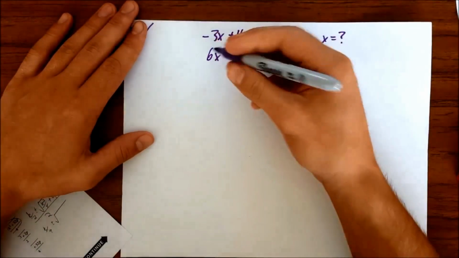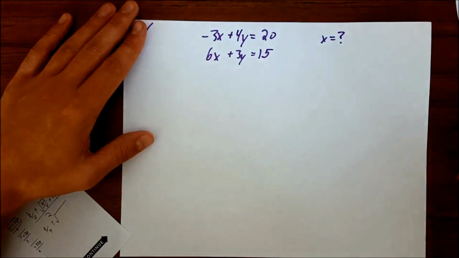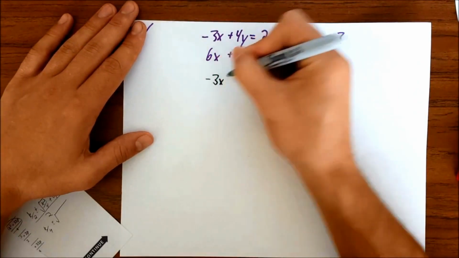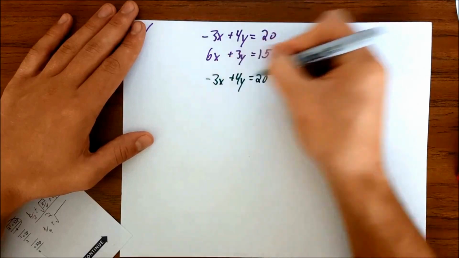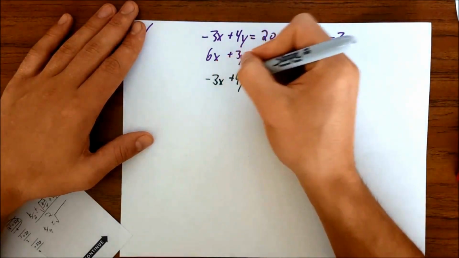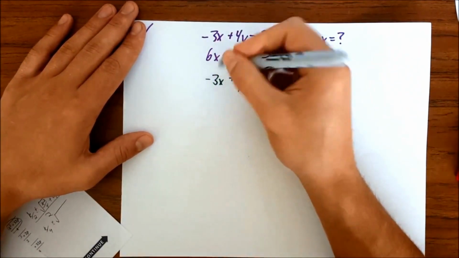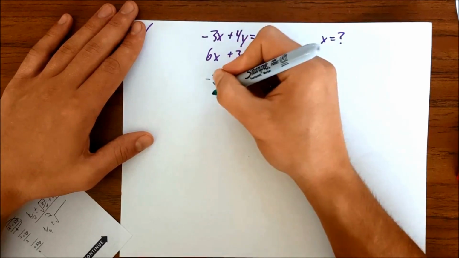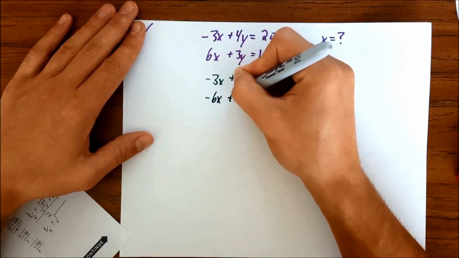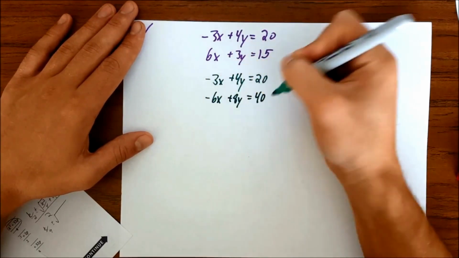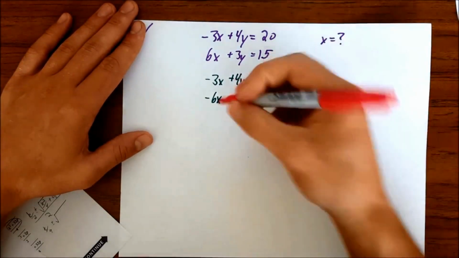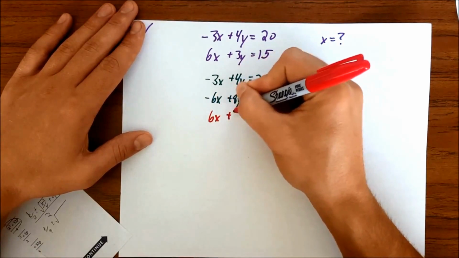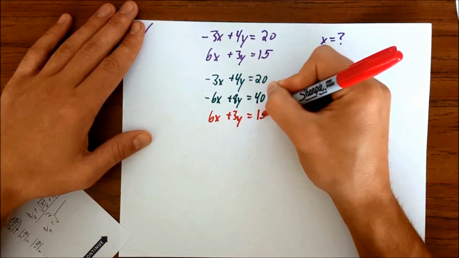So you're going to have minus 3x plus 4y equals 20. Now let's just take this equation and play with it a little bit. Let's just multiply both sides of the equation by 2, which isn't doing anything. So it'd be minus 6x plus 8y equals 40. It's the same equation, right? Just written differently. And now we can write down the other equation, which was 6x plus 3y equals 15.